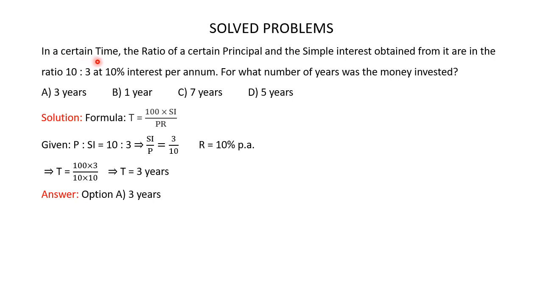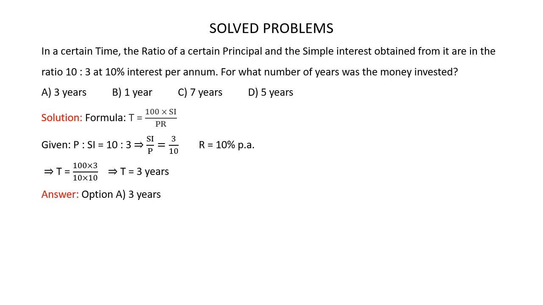In a certain time, the ratio of a certain principal and the simple interest obtained from it are in the ratio 10 is to 3 at 10% interest per annum. For what number of years was the money invested? Here you are given 4 options and you have to find out which of these options is the correct one. So here you have to find out for what number of years was the money invested. That is, you have to find the time.